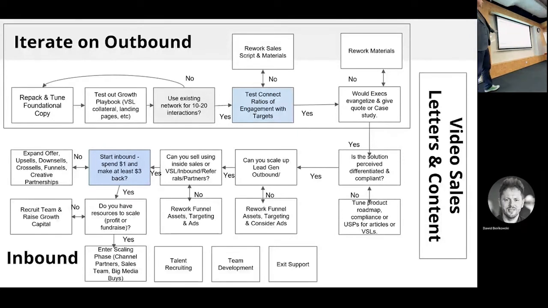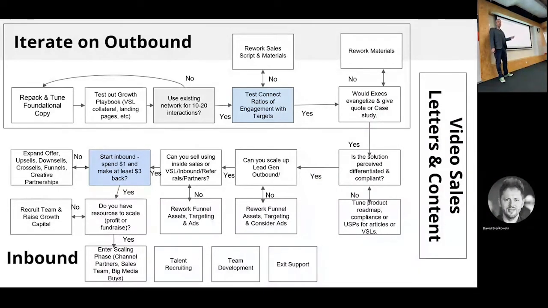So there's a whole process around when you get into the inbound side of things. After doing outbound, you start to get into iterating. So you're repacking and tuning your foundation copy. You're going into these interactions. Are you getting the ratios you look for? Like we generally see 20% connections in LinkedIn, for example, for scenarios that are good, maybe 5% when they're not going so well.